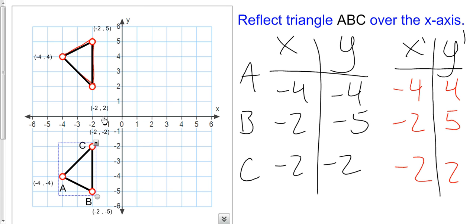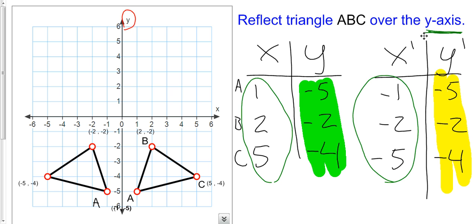So, two ways that you can do this when you're reflecting over the x-axis. I can either count the distance, right? So I go 1, 2, 1, 2. Or I can create a table of values, keep the x values, negate the y values if I'm reflecting over the x-axis. If I'm reflecting over the y-axis, I can keep the y values the same, and I negate the x values, or I can just count, right? I can just count the distance from the y-axis.